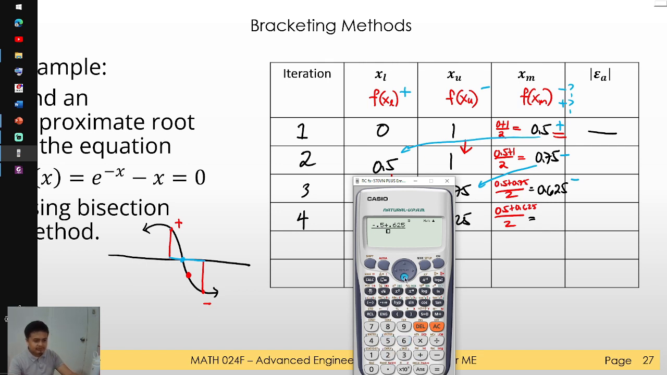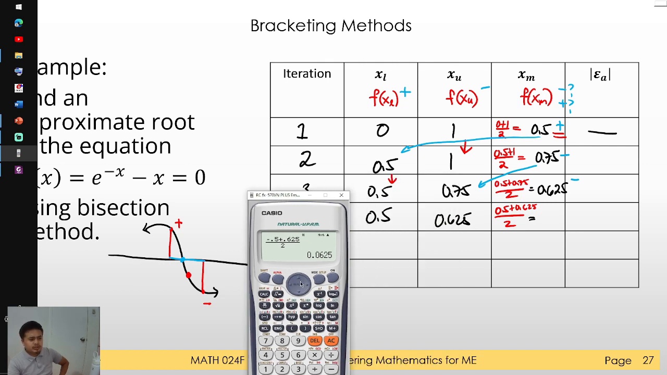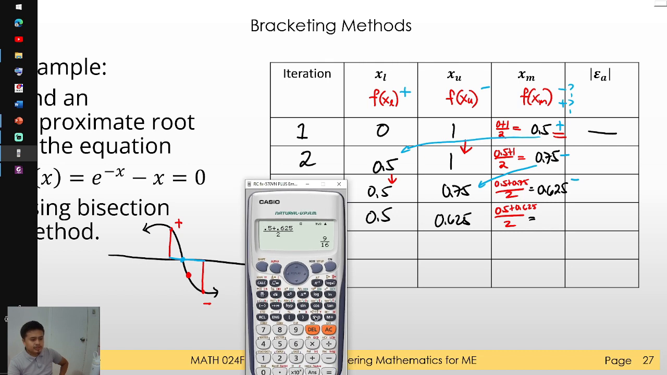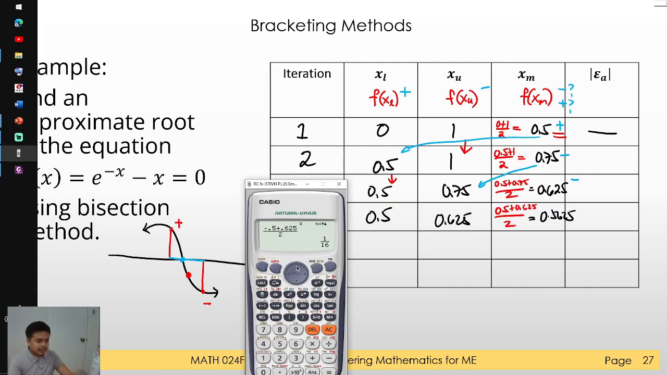0.625 over 2. Yeah. Okay, sorry, what did I do wrong? Sorry, not negative. It was a minus. So the answer is 0.5625. Calculate this again. Okay, so there is a repetitive nature to this topic.